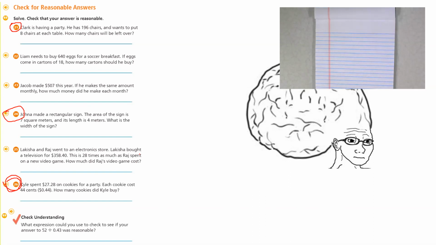The first one's number 21. Clark is having a party. He has 196 chairs and he wants to put 8 chairs under each table. How many chairs will be left over? See, this is why you got to be big brained. They're not looking for division here. They're looking for a remainder. So we're just looking for the remainder.